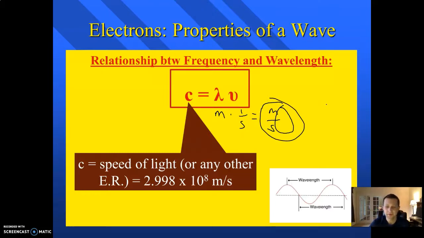Okay, so that's what you get for the unit of speed of light, which makes perfect sense. So what you can do is plug some values into lambda and nu, and solve for your unknown. Easy.